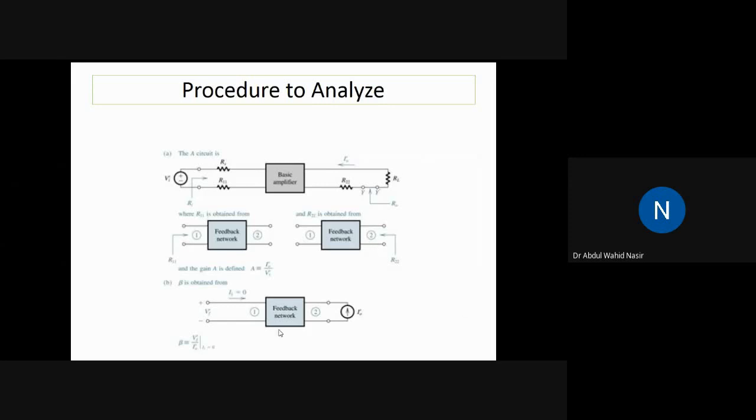How we can find here I naught by Vi dash, where I naught dash is this current and Vi dash is this voltage. Clear? Now in doing so, we need to have the value of R11, which can be found in this manner by open circuiting the output and input terminals of the feedback network, 1 and 2, and then you find the R1. Similarly, you can find the R12.